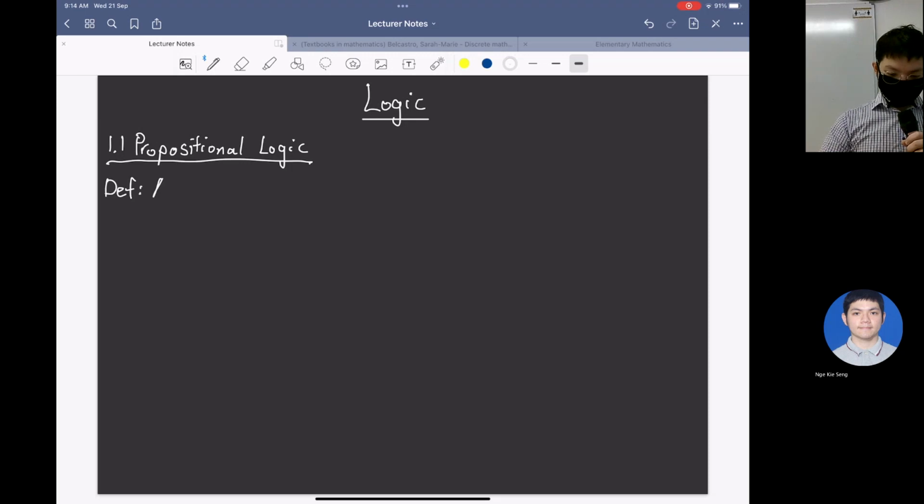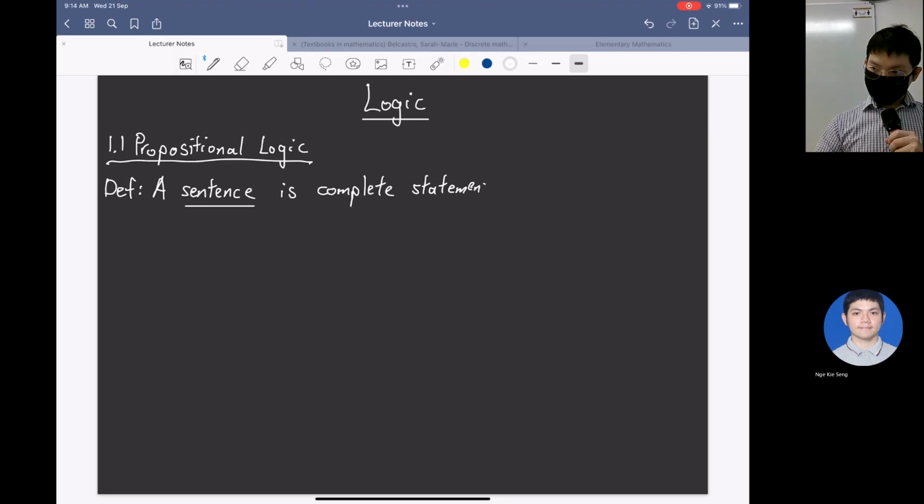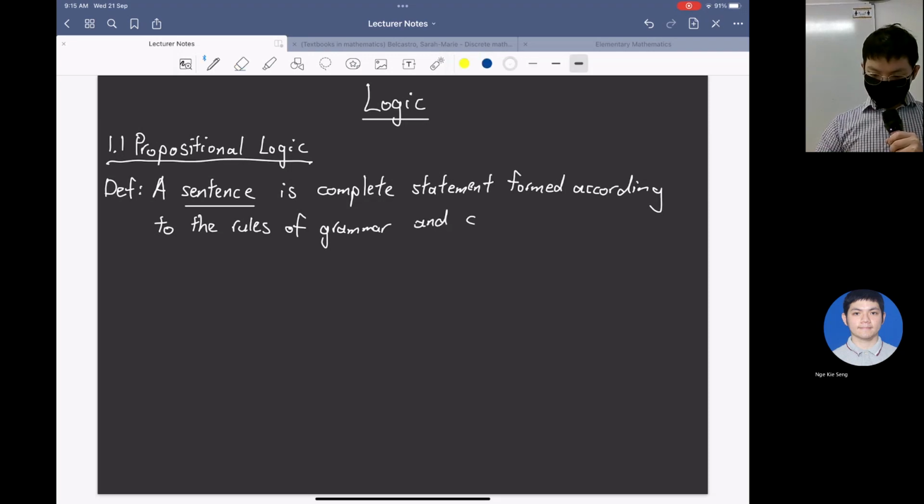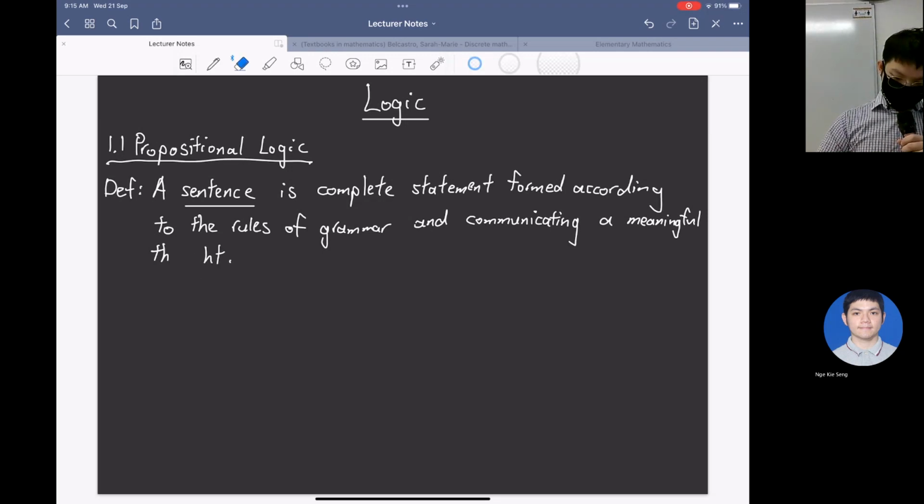First things first, I want to define what a sentence is. A sentence is a complete statement formed according to the rules of grammar and communicating a meaningful thought. So, examples.